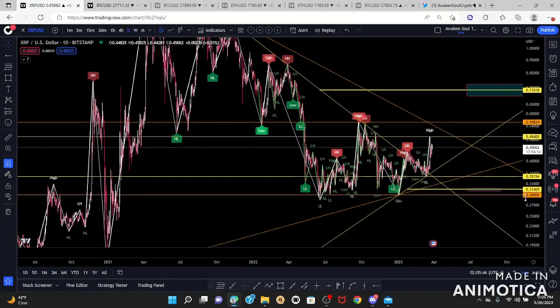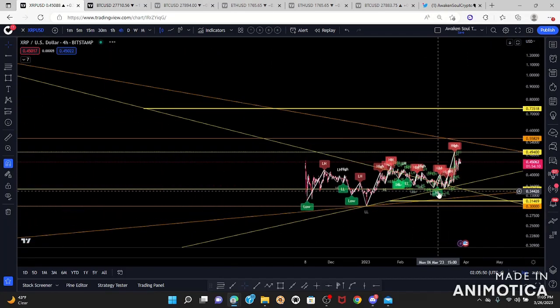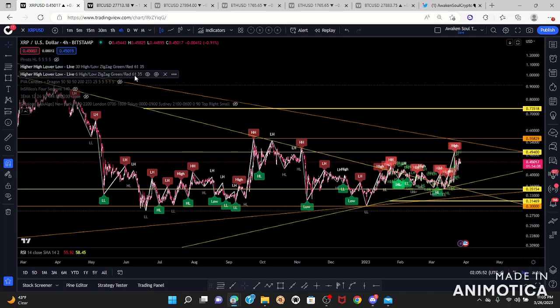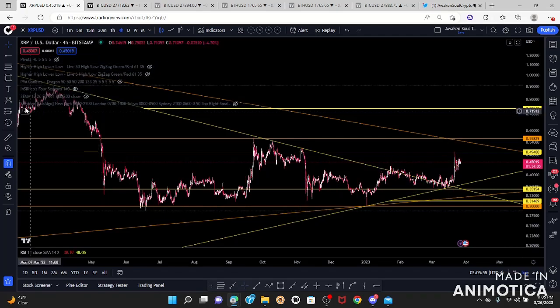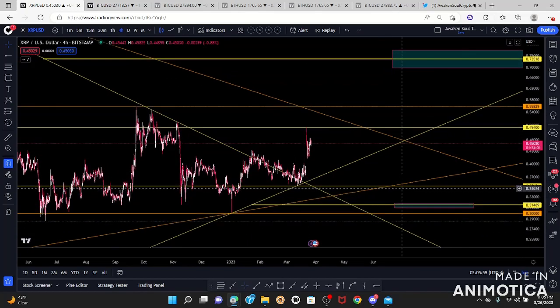Okay, so they seem pretty far. Let's move into our 4 hours. Well, not really. I mean, XRP is a wild one. I don't really trade it. I'm just trying to show you what's the next possible move here.